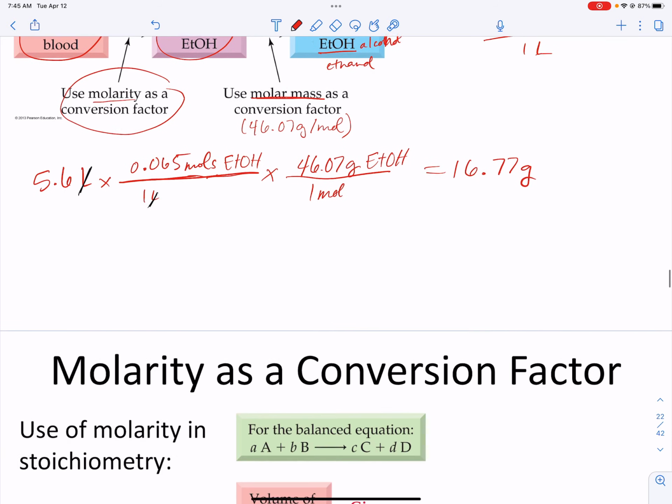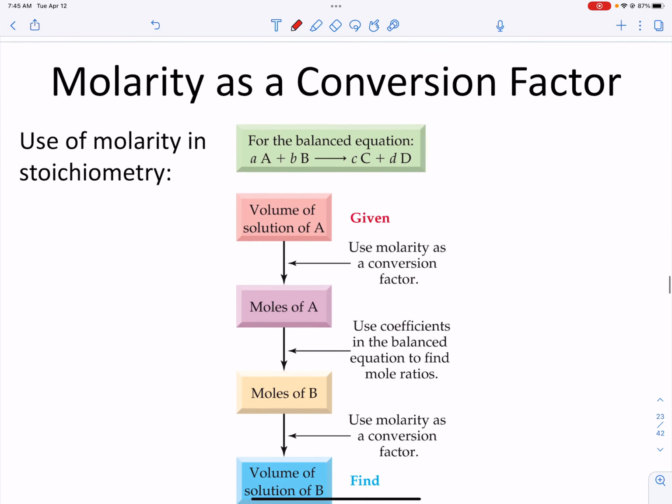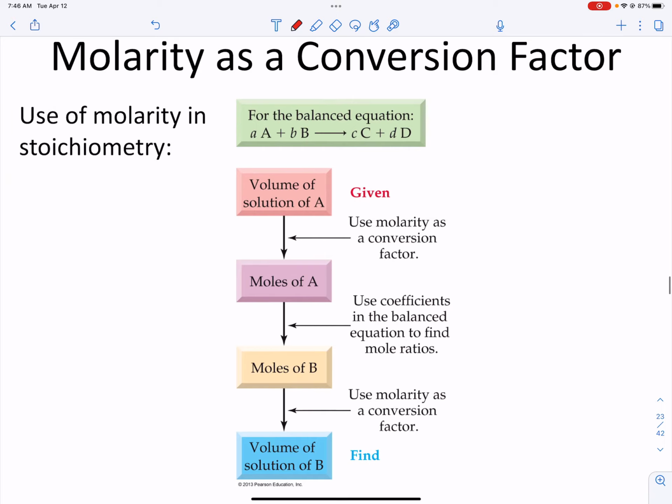We're going to take it a step further and say, what happens when we have a chemical reaction going on and we want to look at this chemical reaction? We can use molarity to obtain some useful information if we are also using mole ratio and things like that.